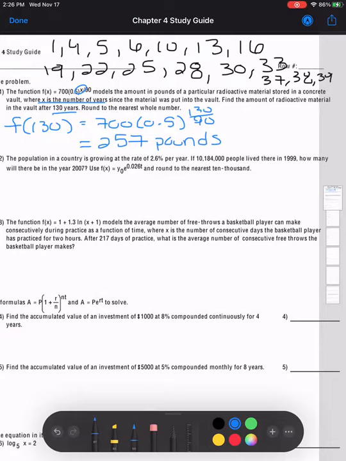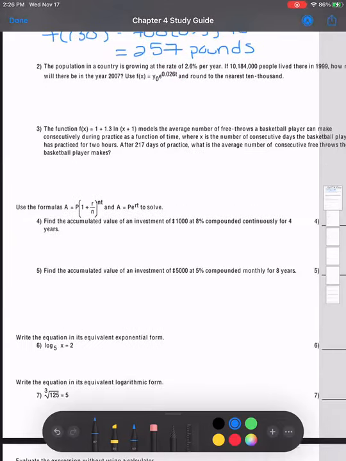Okay, so for number 4, it says find the accumulated value of an investment of $1,000 at 8% compounded continuously for 4 years. Because it's the accumulated value, we're going to use the A equals P e to the r t formula. First we're going to have to figure out what the P is. The P is going to be 1,000 because that's the original value. The e is just the function e. The r is going to be the rate, so r is the 8%, and t is time, so that's the 4 years.